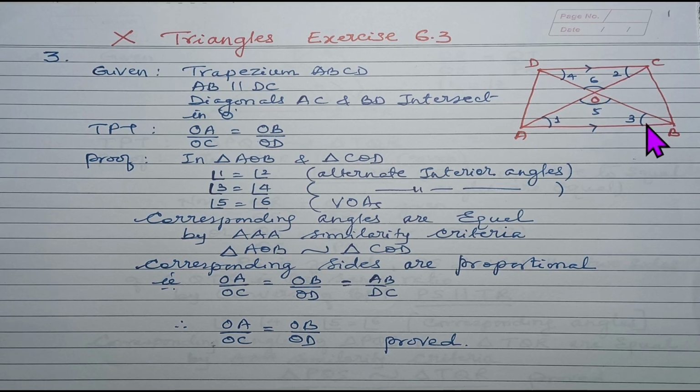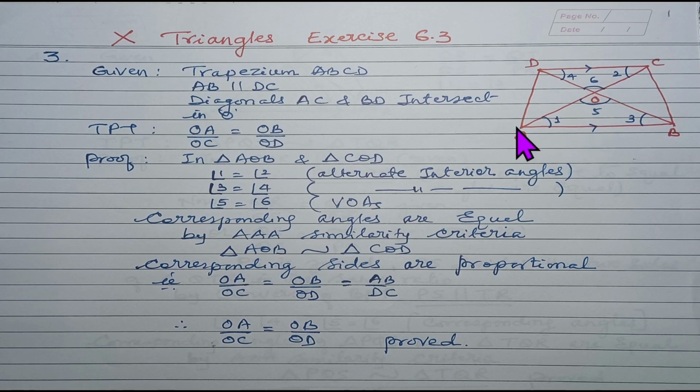In triangle AOB and triangle COD, angle 1 is equal to angle 2, that is, interior alternate angles are equal, because AB is parallel to DC and AC is the transversal. And again angle 3 and angle 4 are equal because interior alternate angles are equal, and angle 5 and angle 6 are equal, that is, vertically opposite angles.